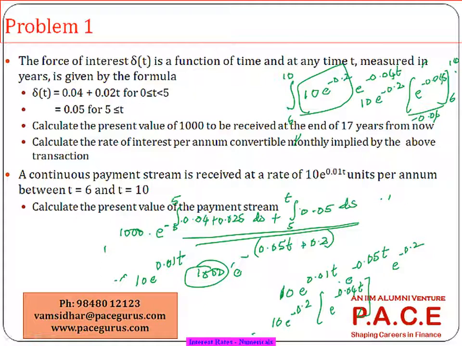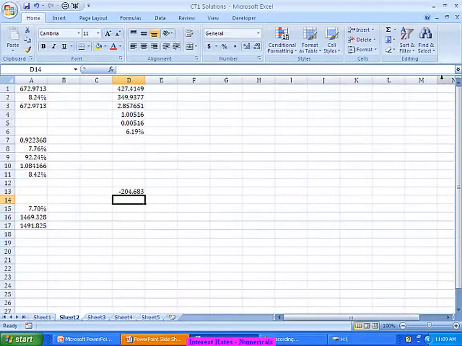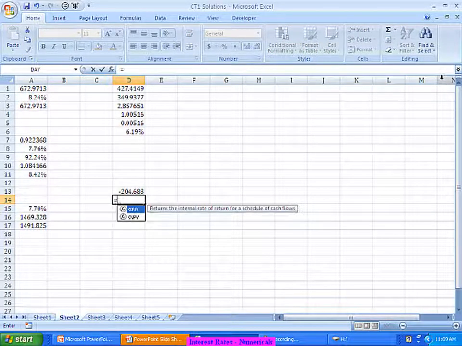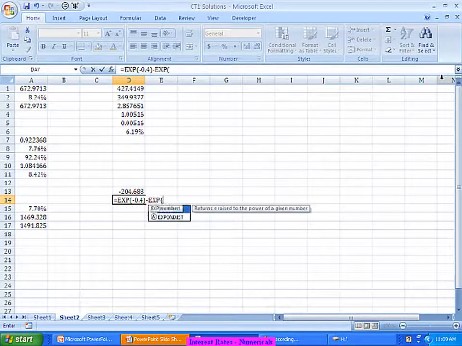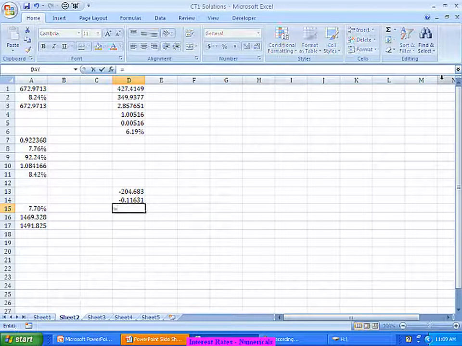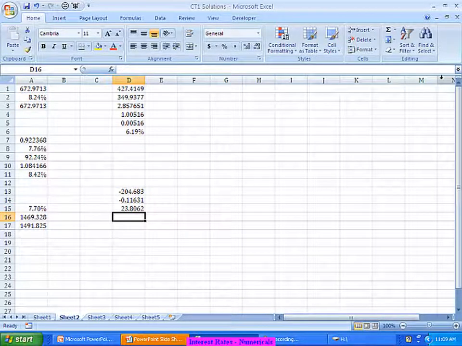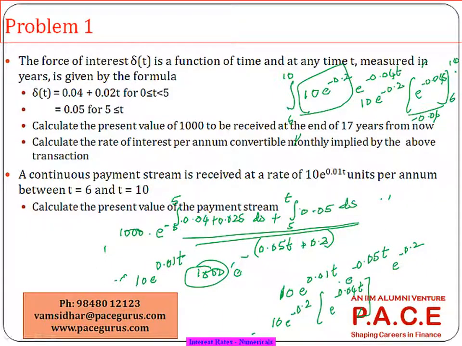So if I substitute 10 and 6 in that place, what is coming out? e power minus 0.4 minus e power minus 0.24, which is working out to this. The multiplication of these two numbers has to come out, which is working out to around 23.80. So the present value of this entire payment stream is working out to 23.806.